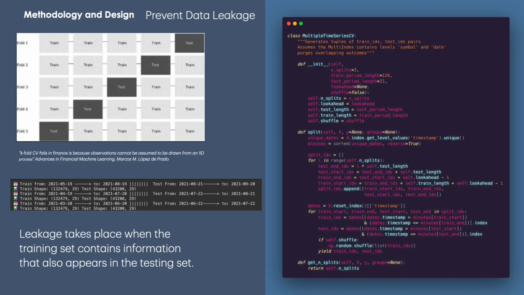The main methodology and design is to create a modified version of time series cross-validation, because sometimes we leak some kind of data in financial data if we do the traditional k-fold cross-validation. So that's our design for this specific task.